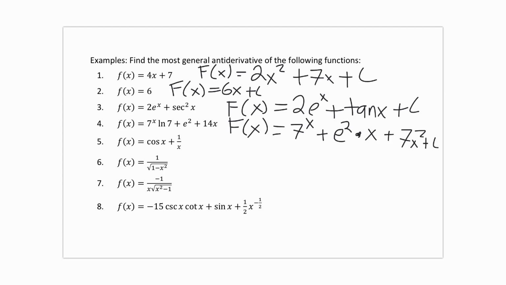Let's take a look at those next couple. For cos x, we know the derivative of sine x will be cos x, so we'll get a sine x there. And we know the derivative of ln x will be 1 over x.